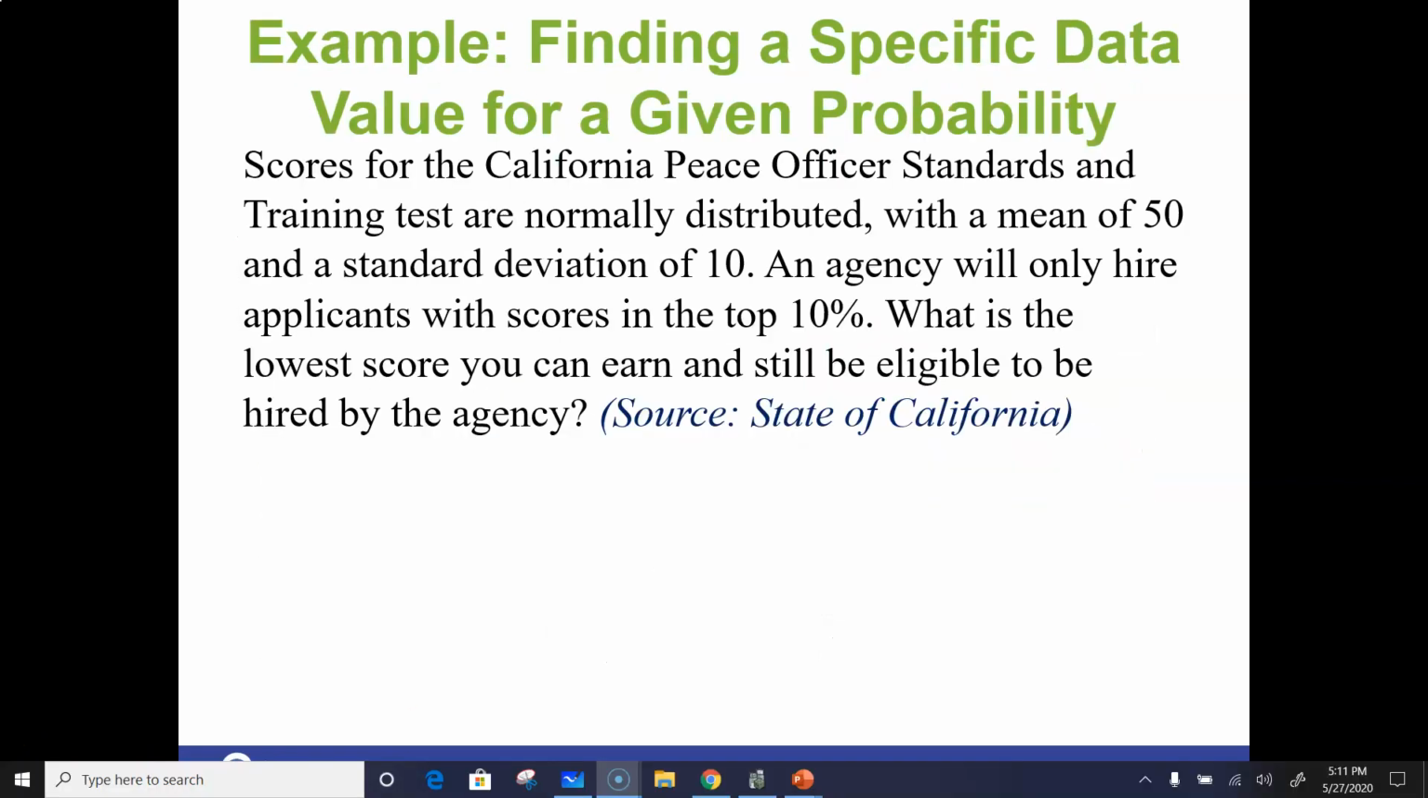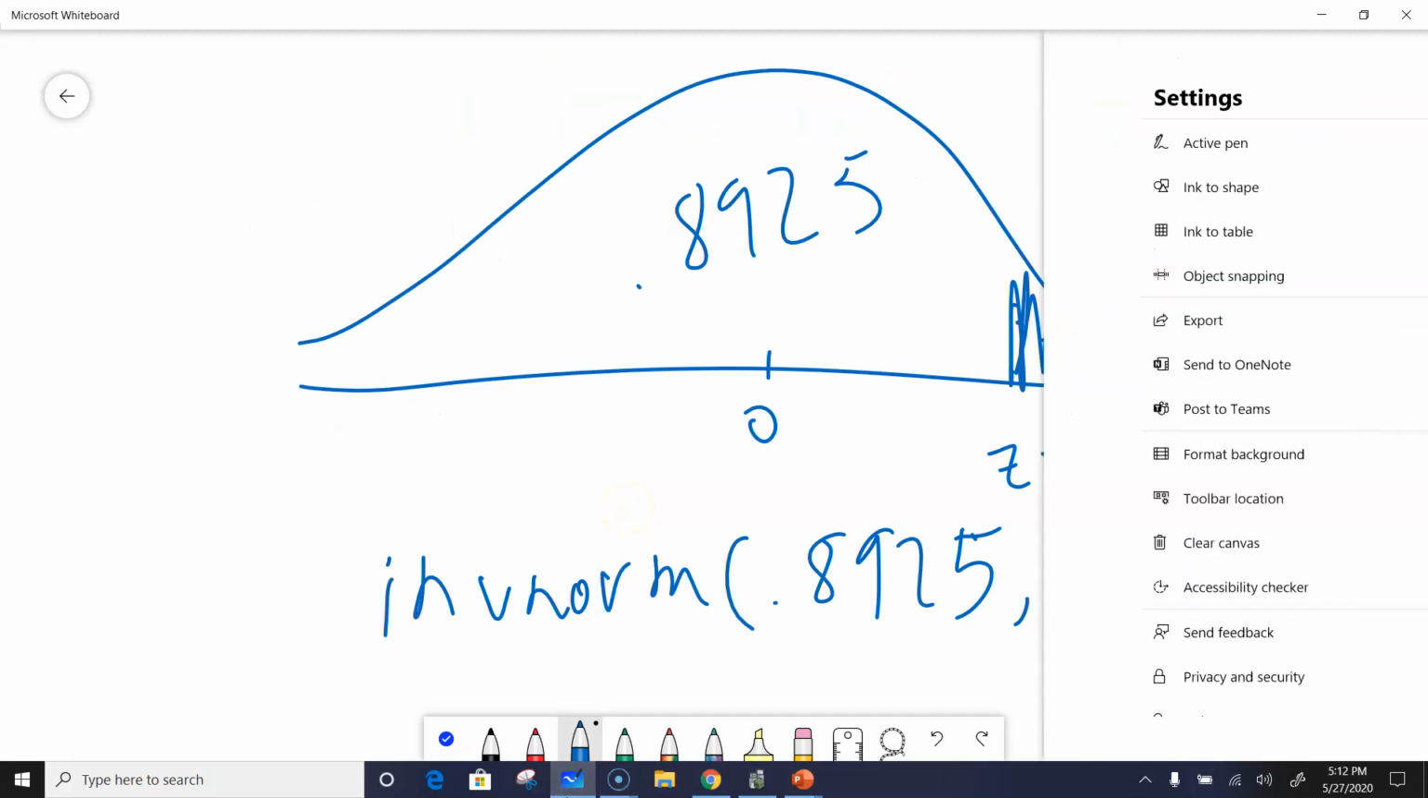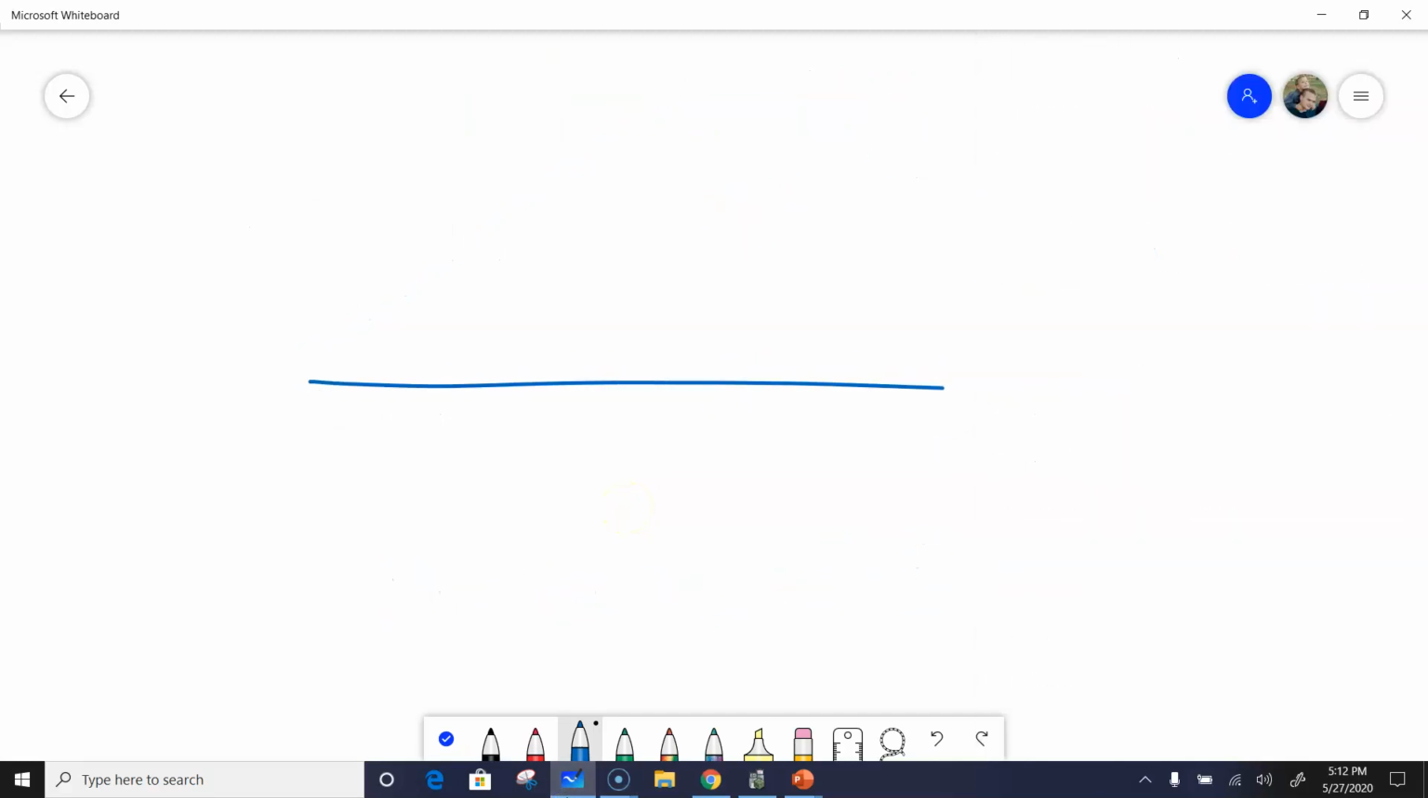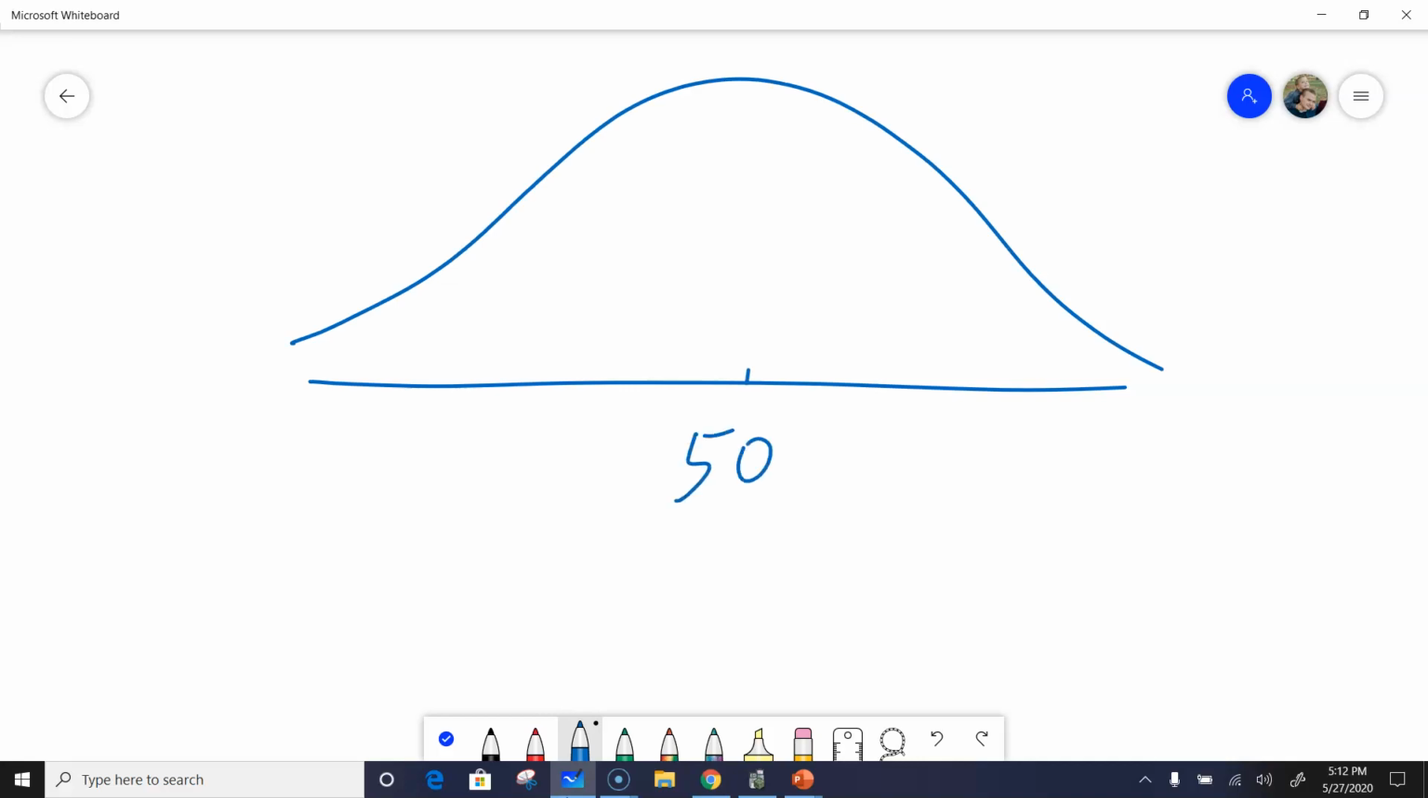So maybe you already guessed where we would go with our next problem. What happens when the mean and standard deviation are not 0 and 1? We did this in the last chapter. We'll do it again. The Peace Officer Standards training tests are normally distributed with a mean of 50 and a standard deviation of 10. They will only hire applicants with scores in the top 10%. So let's think about what we're looking for here. We know that the mean is 50, but we want to know what you should score so that you would be in that top 10%.